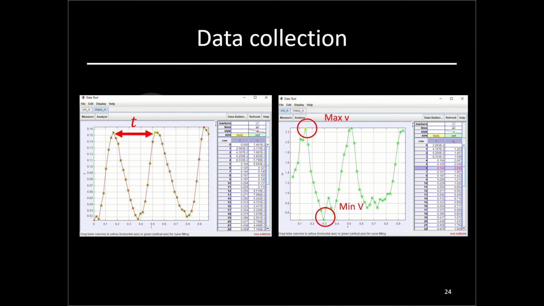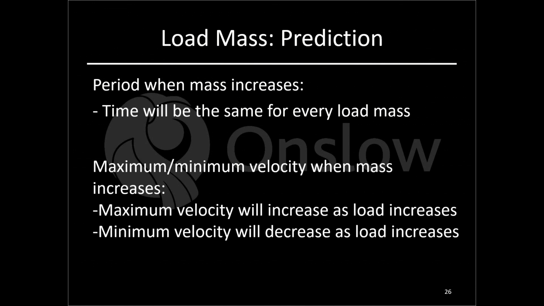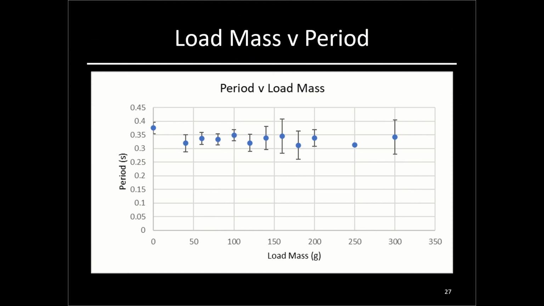So for load mass, my prediction was that the time would be the same for every load mass, and this is because if you increase the mass, then you're increasing the acceleration, but also increasing the deceleration, so the difference would cancel out. For maximum and minimum velocity, when mass increases, I predict that the maximum velocity will increase and the minimum velocity will decrease. This is a graph of the period, and as you can see, the rotation took, with an error, the same amount of time.